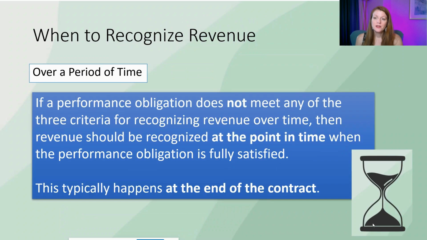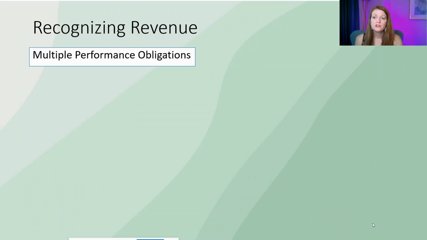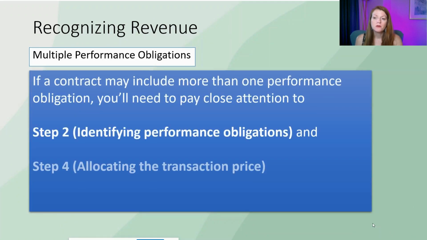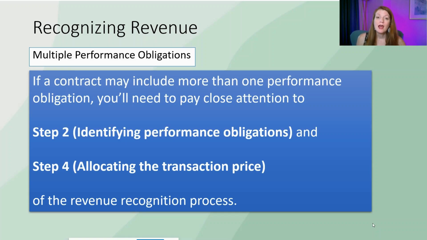All right. So if a performance obligation does not meet any of those 3 criteria for recognizing revenue over time, the revenue would be recognized at just one point in time. So when it is fully satisfied. So that would typically be at the end of the contract. So let's see if there are multiple performance obligations and how that would affect it.